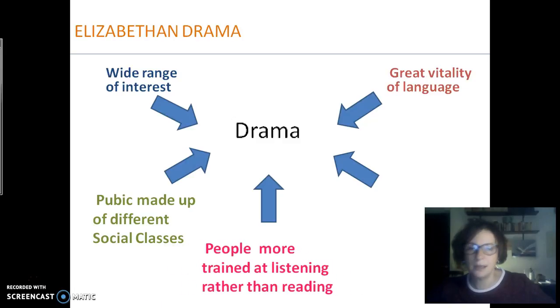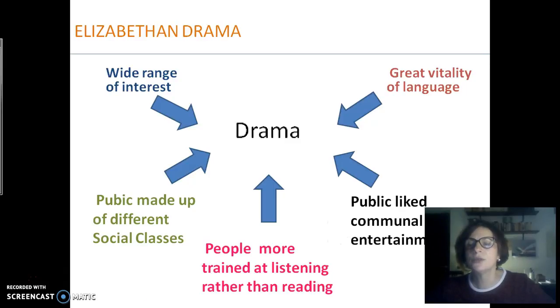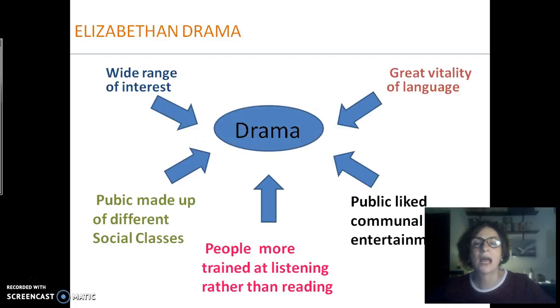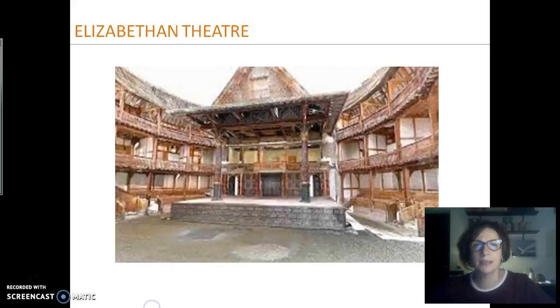The people of the time were more trained at listening rather than reading. This is another reason why drama, of course, appeals much more to their interest. And this kind of public liked communal forms of entertainment. They liked to be entertained all together in groups, in a social situation. And drama answers this kind of need. So that's why drama was the main of the Elizabethan art.